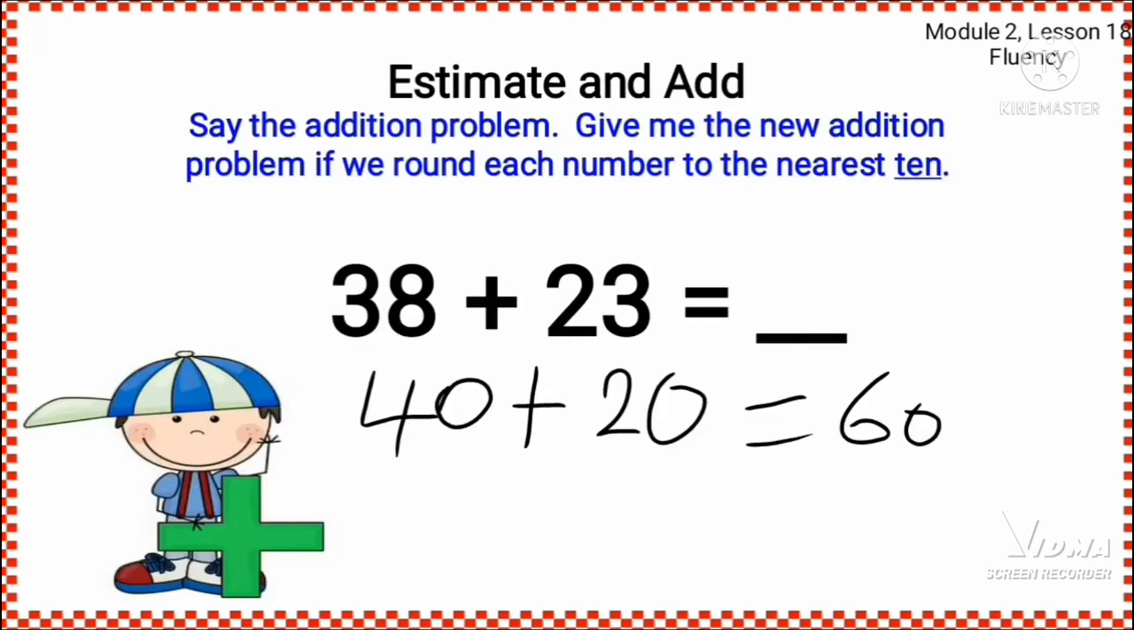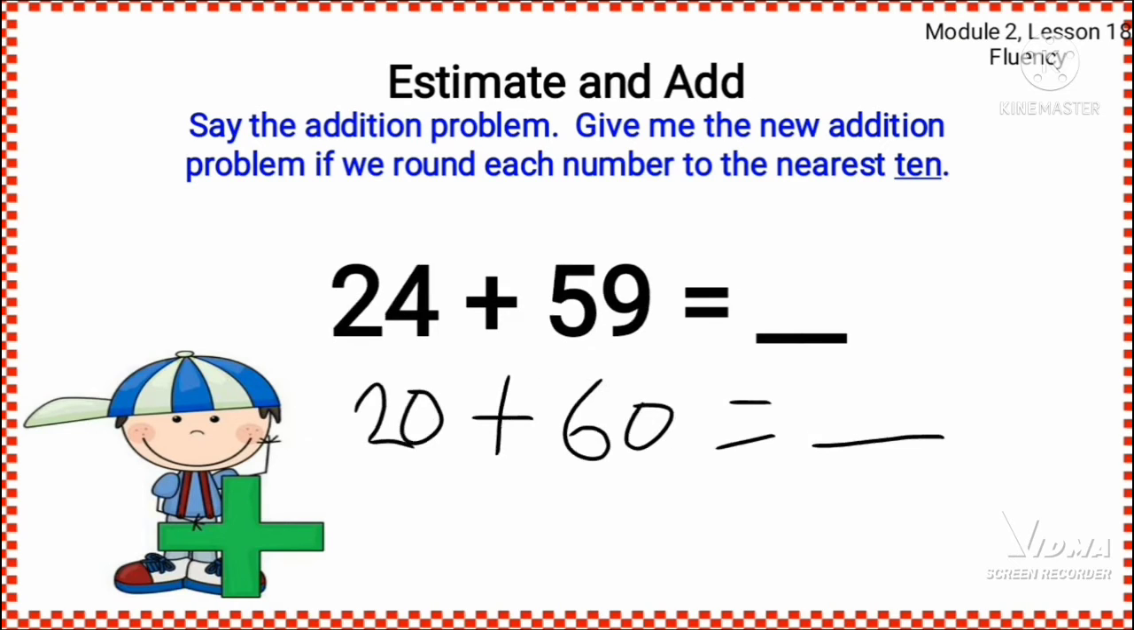Alright, let us estimate and add. This addition problem is 38 plus 23. If we round each number to the nearest 10, 38 will be 40 and 23 will be 20. So adding it becomes easy. 40 plus 20 is 60. Very simple. Now see if you can give the answer to the next question.